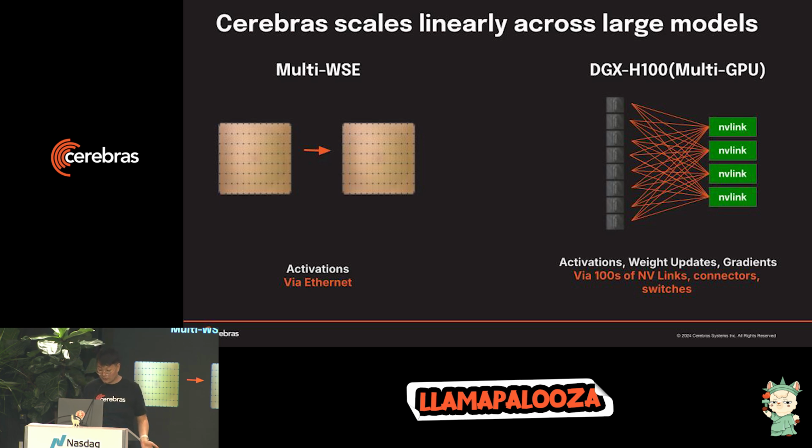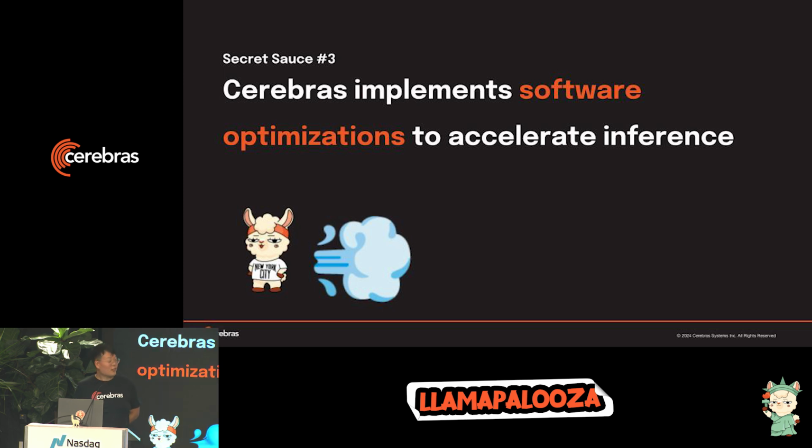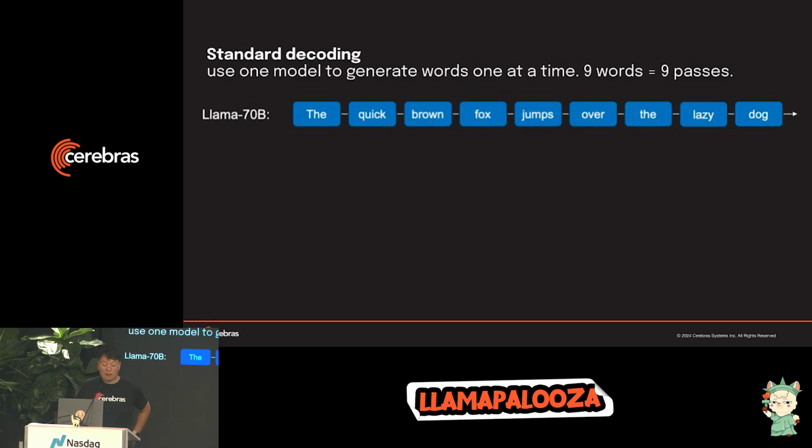So the third secret sauce is the thing that we just released that kind of skyrocketed our speed, which is all of the software optimizations we're doing on top of our hardware to accelerate inference. One of the software optimizations we're doing is speculative decoding. Let's first go through standard decoding. When you run just a regular machine learning model, it generates one word at a time, right? So if you're generating 9 words, it has to go through the model 9 times.